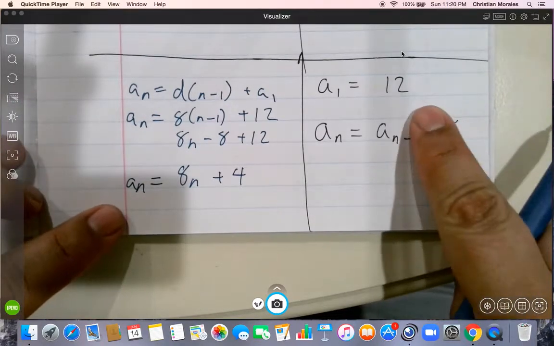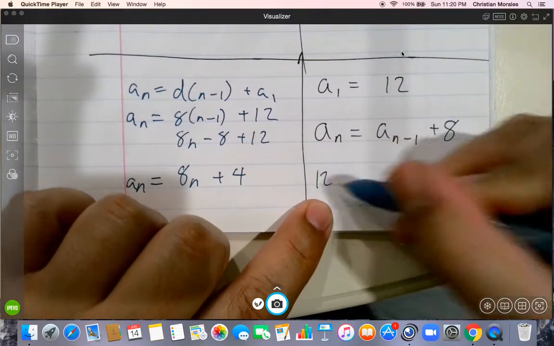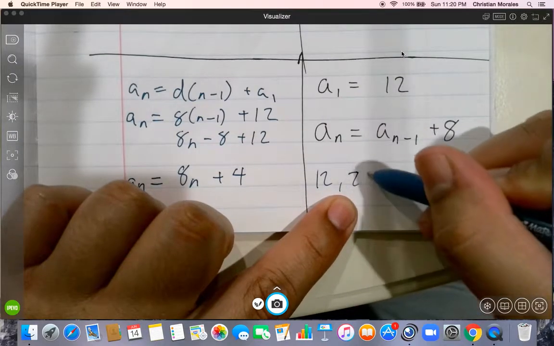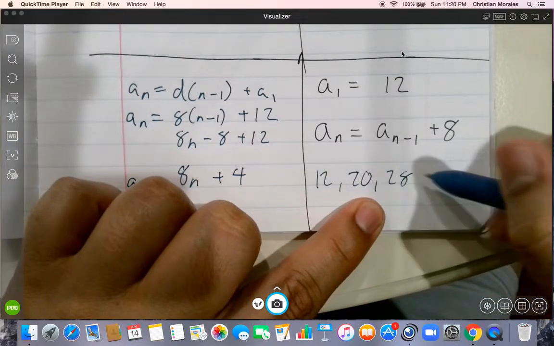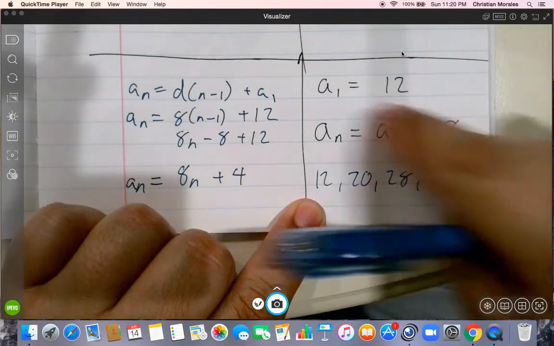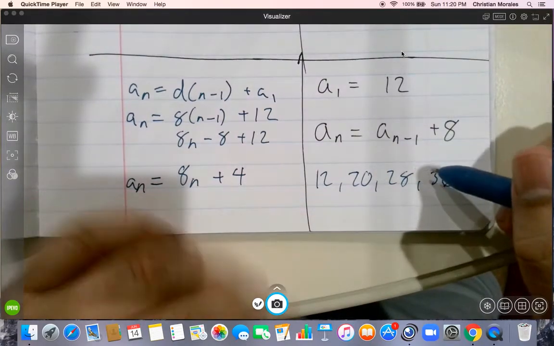Now, another thing you can do with this is make the sequence. So if you're starting with 12 and the common difference is 8, that means you're adding 8 every step of the way, right? That's the pattern. That's the pattern that this and this are describing. So that's another way to do it.